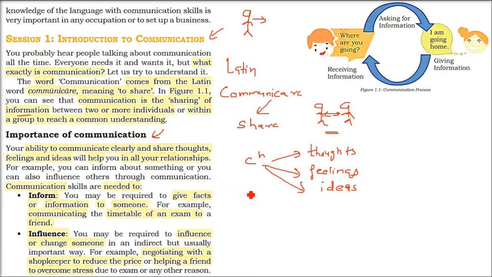So why is communication required? First thing is you need to inform something. INFORM. You want to inform. For example, some examination timetable has come. You want to communicate to your friend that, okay, now we have math, we have 3 days, we will prepare like this, we'll prepare like that, that has to be our timetable.